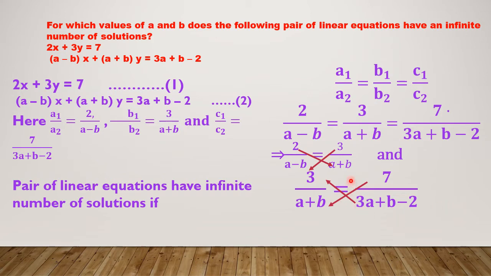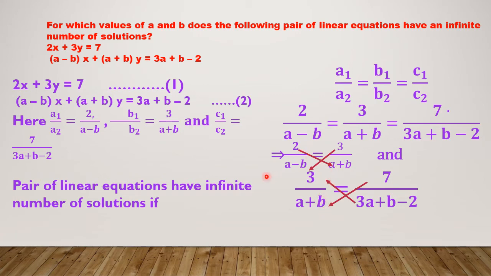Did you notice that b1 by b2 is repeated two times? In this sum, b1 by b2 is 3 upon a plus b, which is repeated two times. Because we need two equations to solve by the substitution method or elimination method, a pair of equations is required. And how can we make a pair of equations? First we make a group of the first two ratios, and in the second equation we make a group of the last two ratios. It means b1 by b2 will be repeated two times. Remember this much. Then the sum is easier.